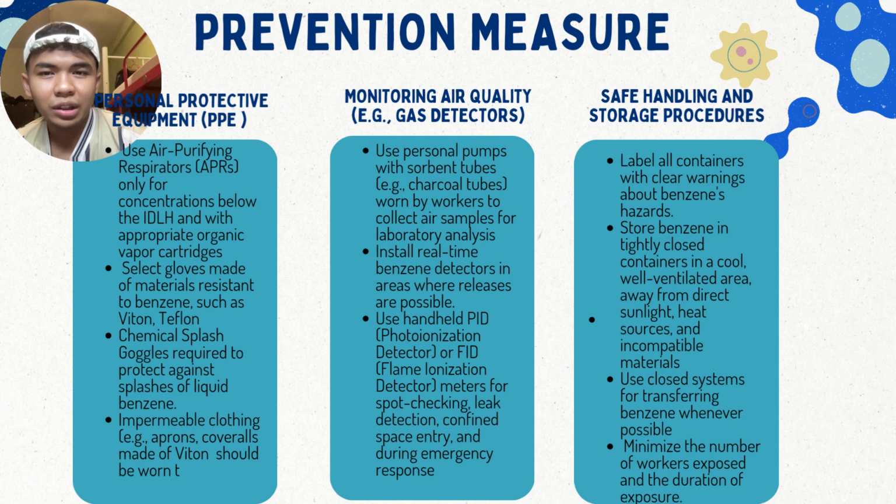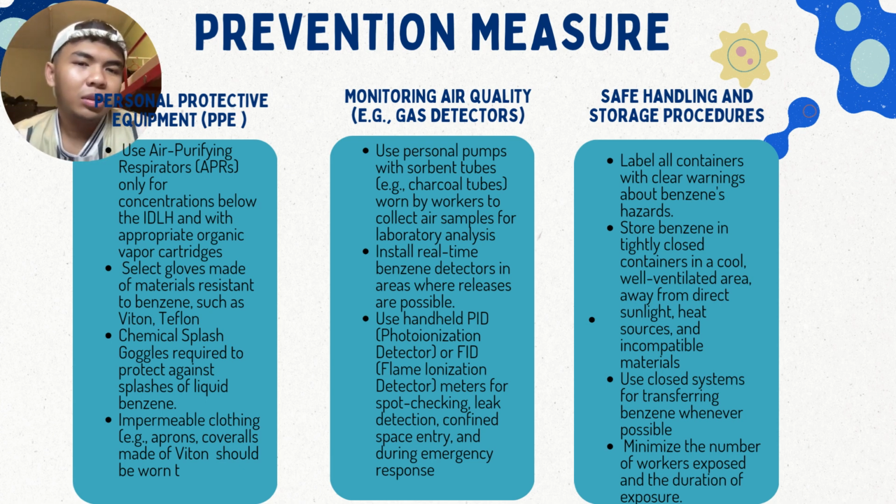For the last prevention measure, we can do safe handling and storage procedures. Label all containers with clear warnings about benzene hazard to prevent getting confused between hazards and other compounds. Store benzene in tightly closed containers in a cool, well-ventilated area away from direct sunlight and heat. Use closed systems for transferring benzene whenever possible. And lastly, minimize the number of workers exposed and the duration of exposure.